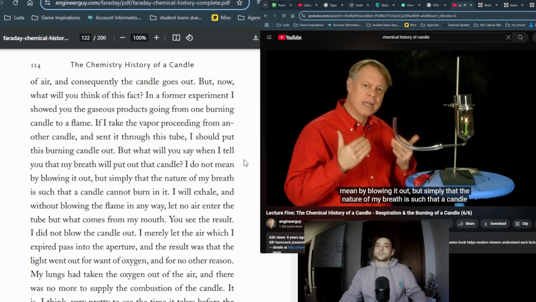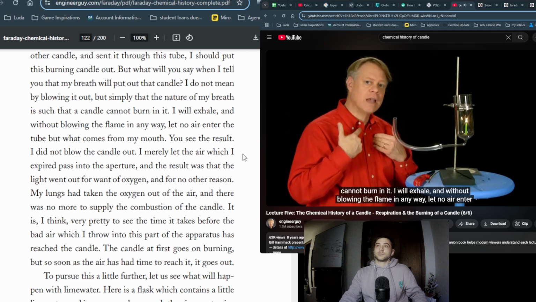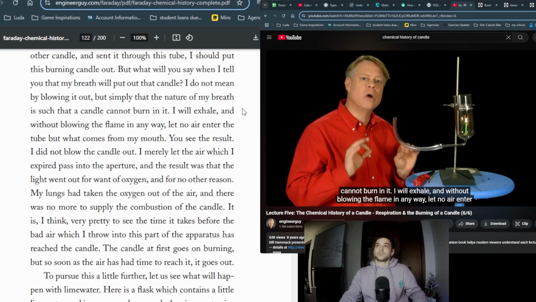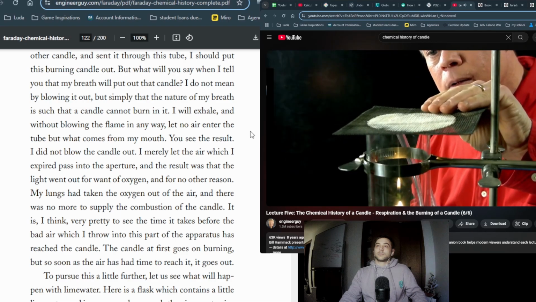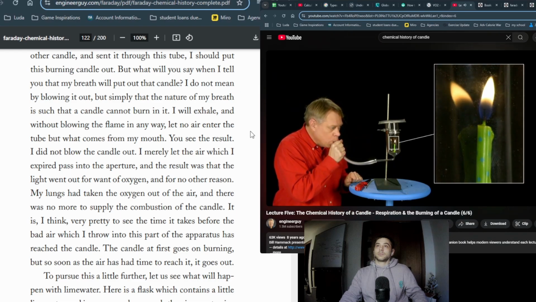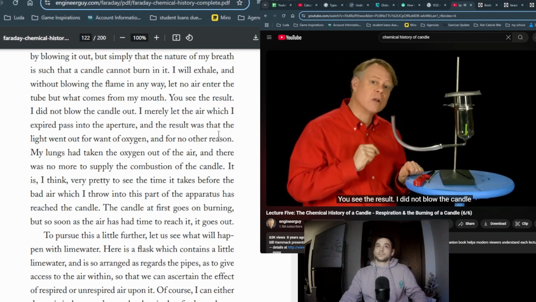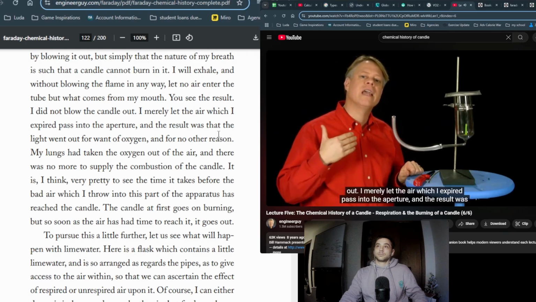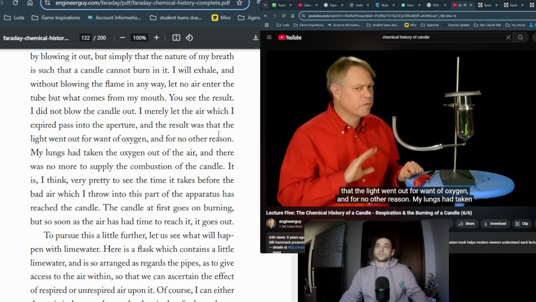I do not mean by blowing it out, but simply that the nature of my breath is such that a candle cannot burn in it. I will exhale, and without blowing the flame in any way, let no air enter the tube but what comes from my mouth. You see the result. I did not blow the candle out. I merely let the air which I expired pass into the aperture, and the result was that the light went out for want of oxygen and for no other reason.